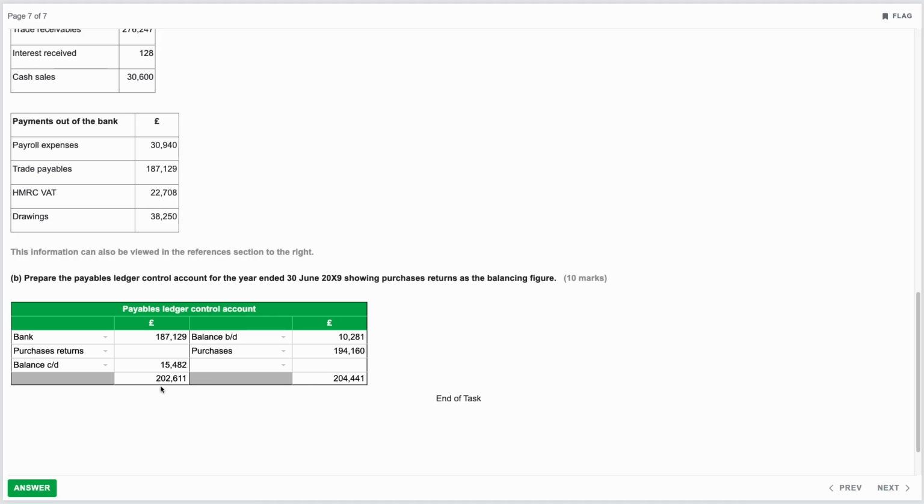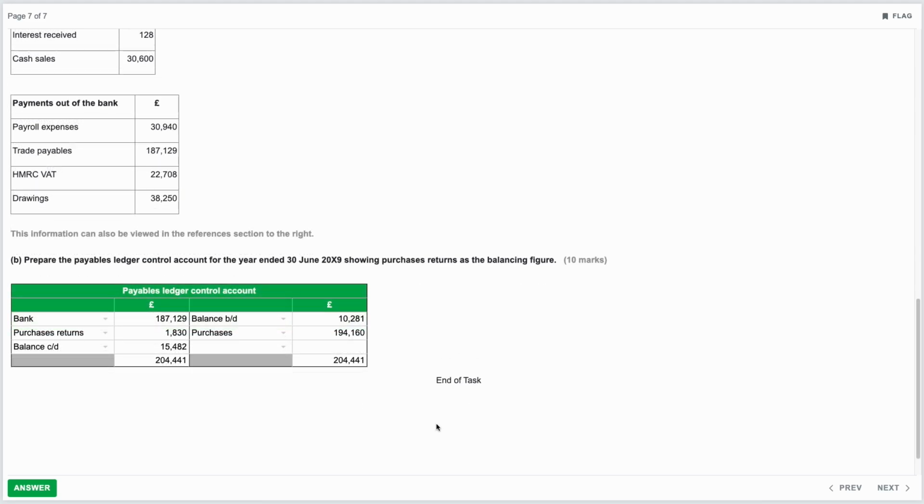So all we would do is the difference between 202,611 and 204,441, which are the two balances. And that gives us a balancing figure relating to purchase returns of 1,830. And we can now see that our debit and credit columns match up. Okay, so that finishes off task 6 and indeed the last task on this exam.